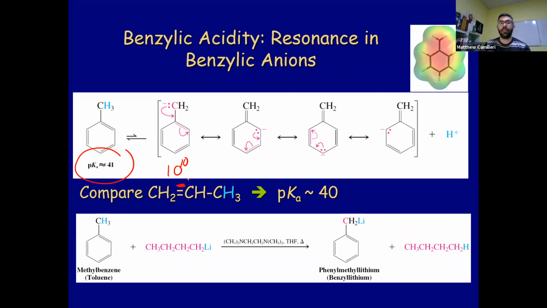And what you get is that you can use butyl lithium to extract that proton. Butyl lithium is very, very useful material. It's also very combustible. Butyl lithium is this one here.